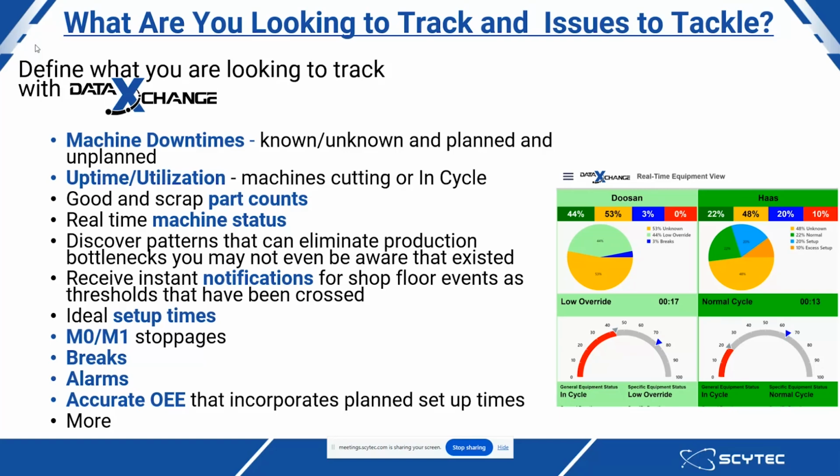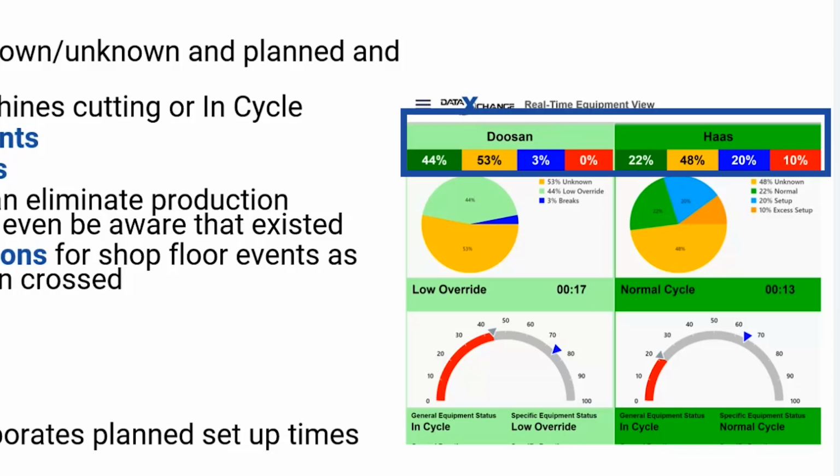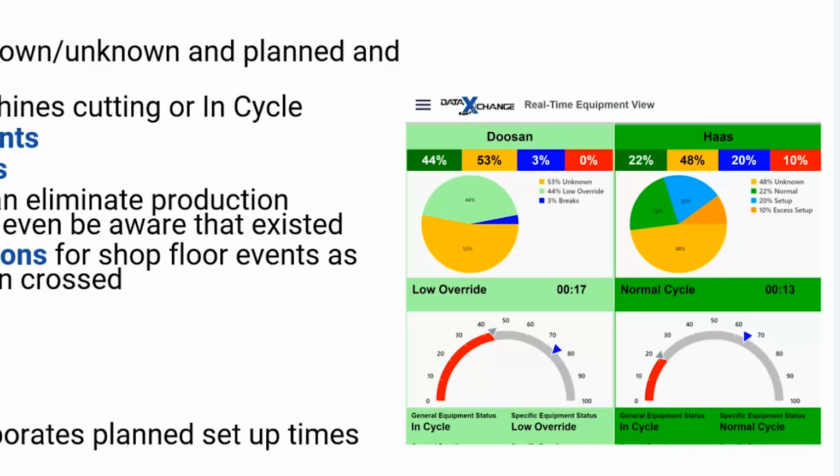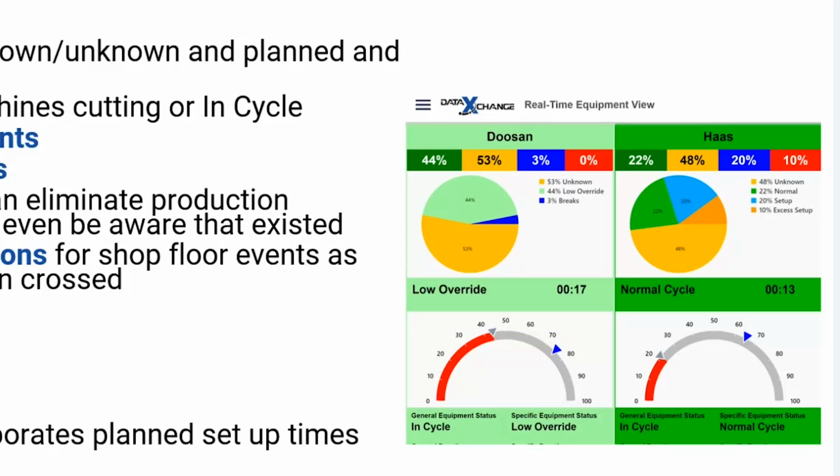So what you were looking at on that right-hand side in that little screen image is our real-time equipment view, where you can see that we have a Doosan and a Haas machine. The Doosan machine has currently been in a low override for 17 minutes, and the Haas has been cutting for 13 minutes. And this is something that you can display up on a TV, a computer, or even your phone. And then you can also see a breakdown of all of the machine status percentages with those pie charts.